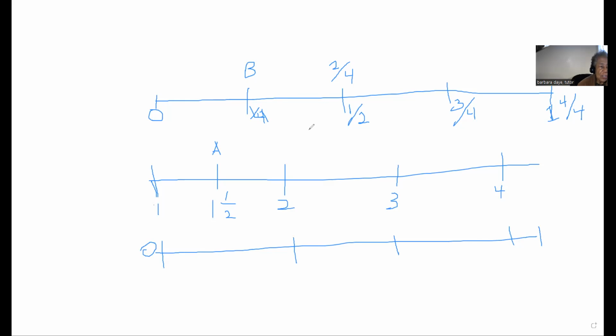How do you know the fractions? If I gave you 1, 2, 3, 4 distances, that means each distance is a fourth. If I gave you 5, each distance would be a fifth. If I gave you just 2, then each would be a half.